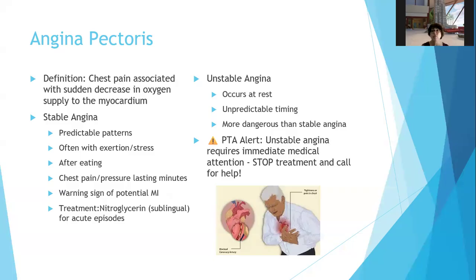Unstable angina occurs at rest, so there's no predictable pattern or exertion that goes with it. Unpredictable timing because you never know. And so it's more dangerous than stable angina. In general, unstable angina is considered a contraindication for exercise. It does require immediate medical attention, so you want to stop treatment and call for help. So if somebody is just sitting in the waiting room and they start having angina, that is a problem. If they're actually exercising, well, it's still a problem, but it's predictable.